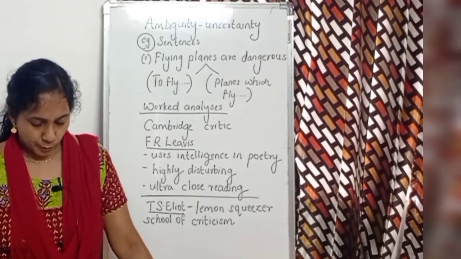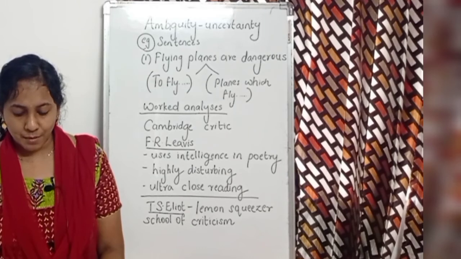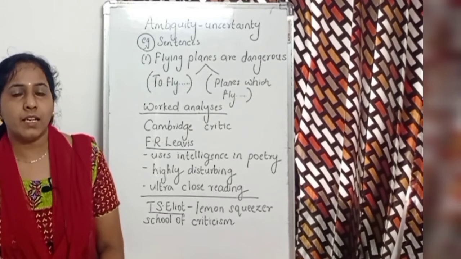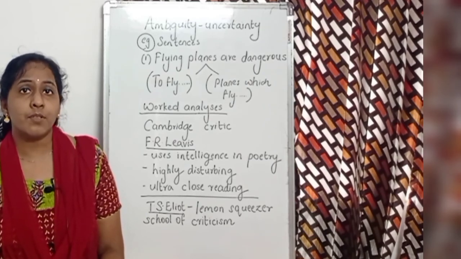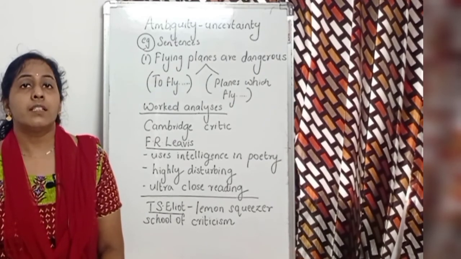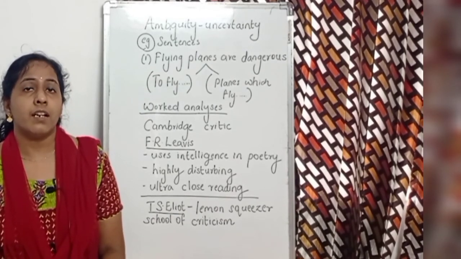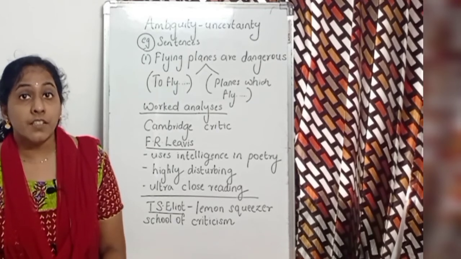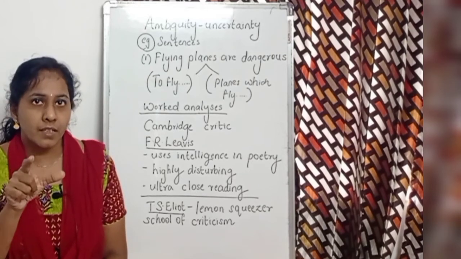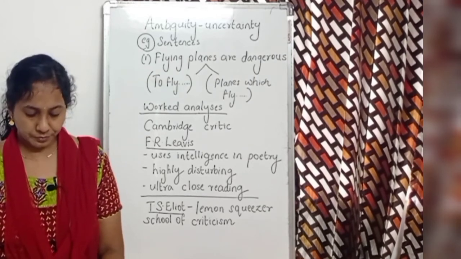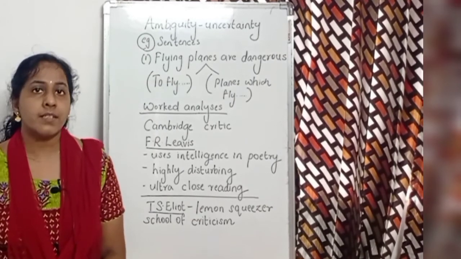And Empson identified seven types of verbal difficulty in poetry. The title of his book was Seven Types of Ambiguity, and he identified seven types of verbal difficulty in poetry, which is what he meant by ambiguity. This difficulty is equivalent to ambiguity. And he gave examples in the book with worked analysis.